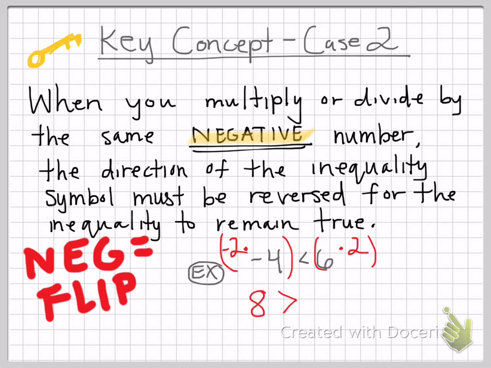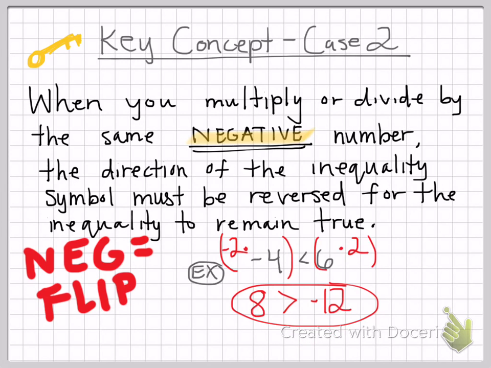Notice that it went from this to this, this to this. Okay? 8 is greater than negative 12. See, that is true. If I did not flip it, 8 is less than negative 12. That would have been false, and I would have been a liar. That's why you need to flip it.